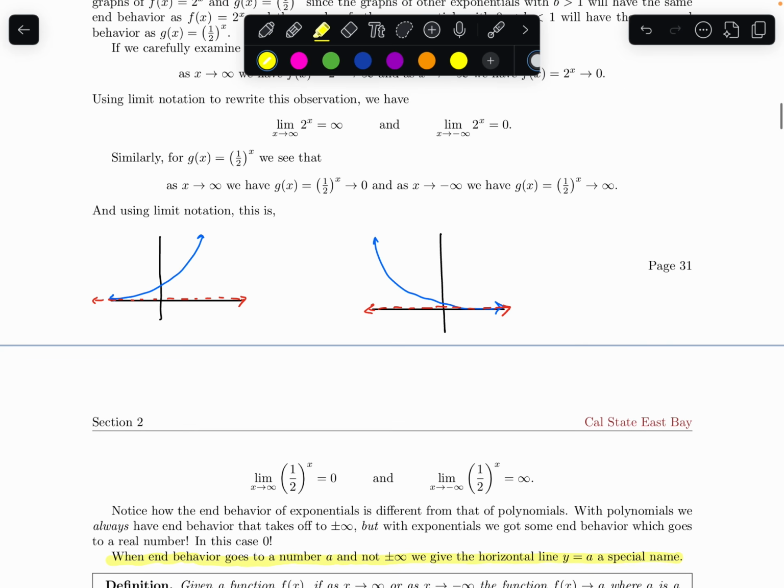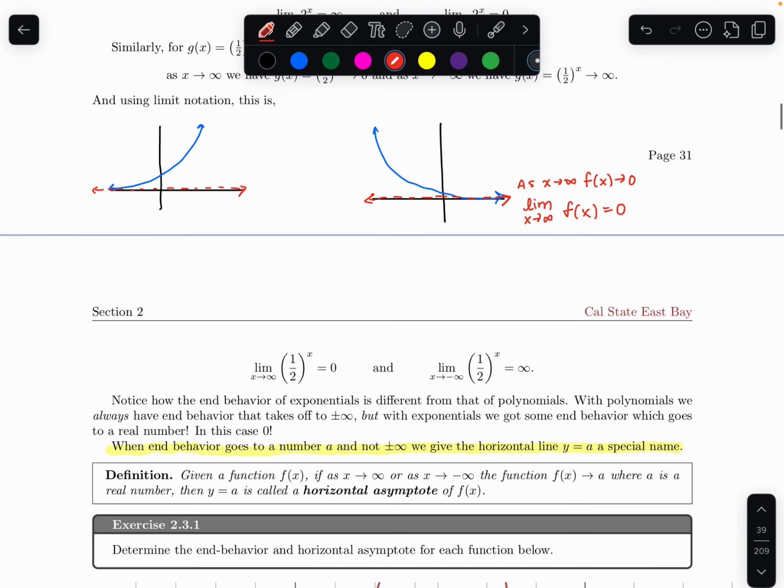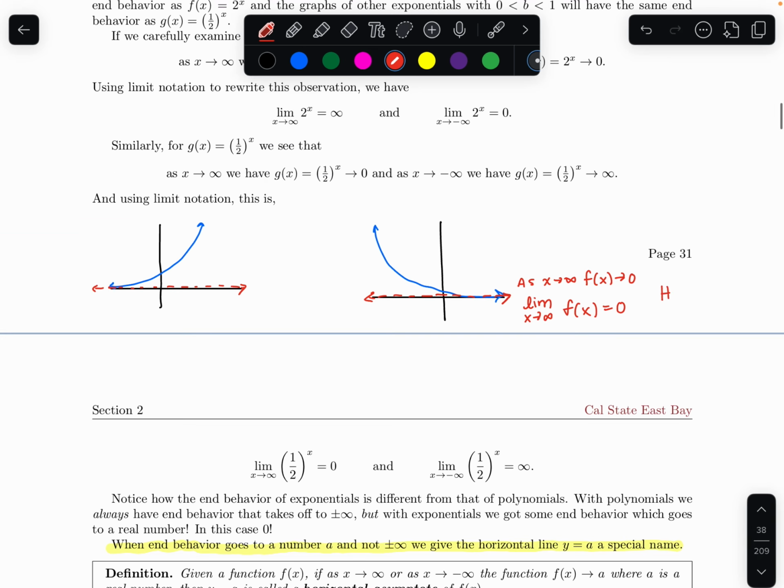So looking back on these two graphs that we drew up above, as x went to positive infinity, our function went to 0, right? So the limit as x goes to infinity of this function is 0. Sorry. That tells us that we have a horizontal asymptote at y equal to 0. And it can be both ends, or it can be one end. This is an example of one, right?